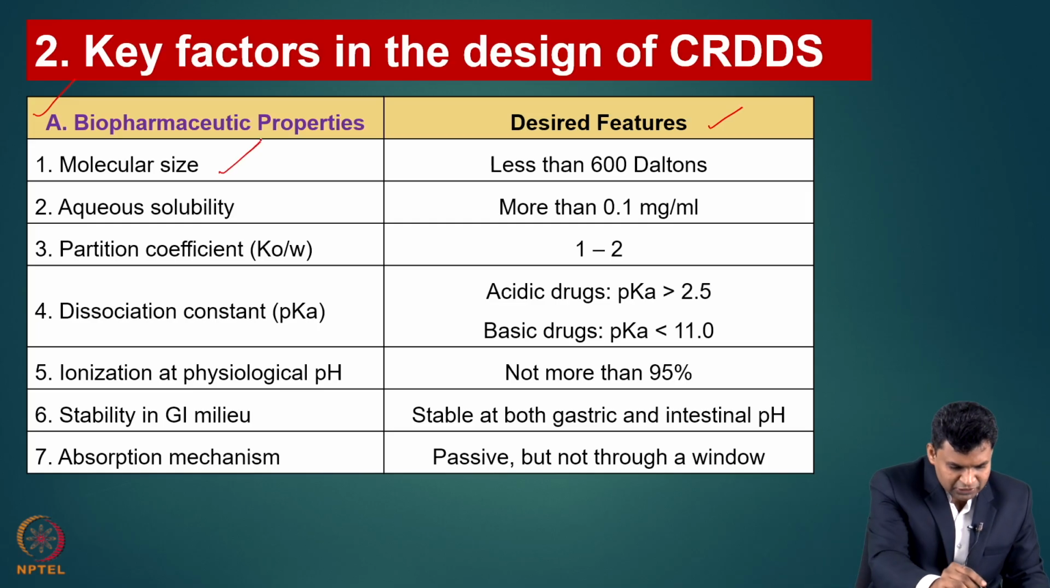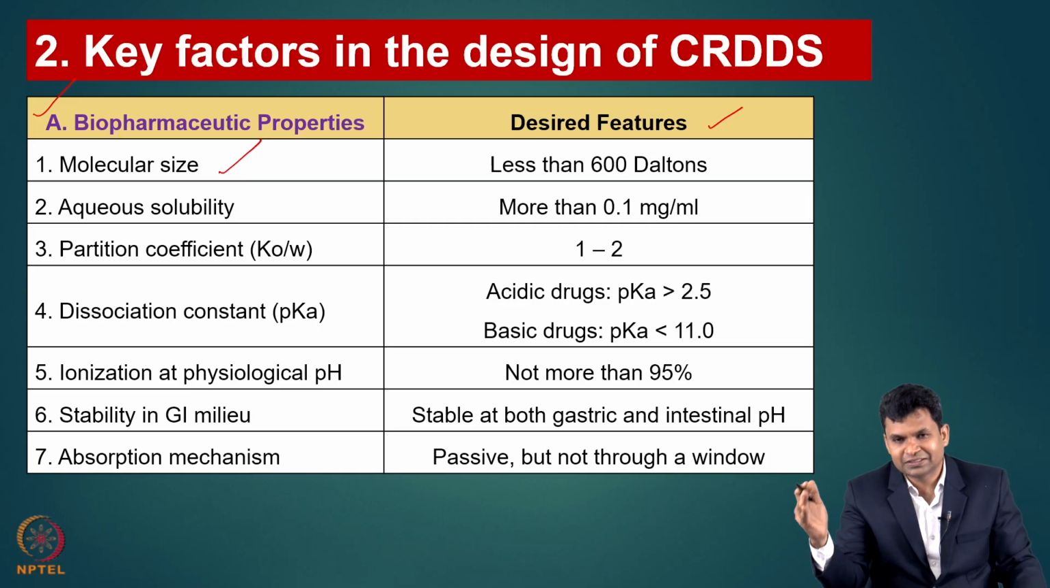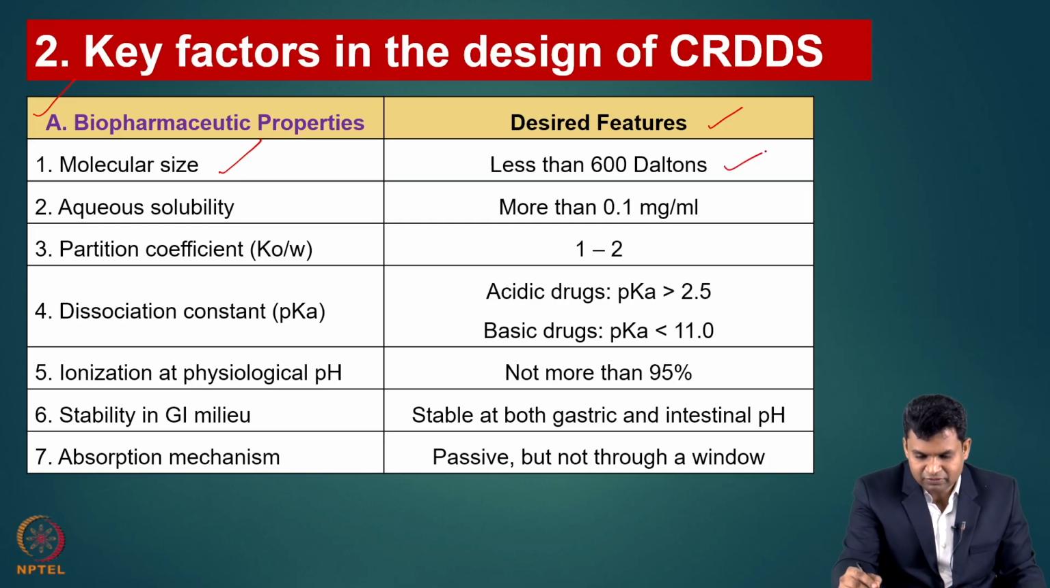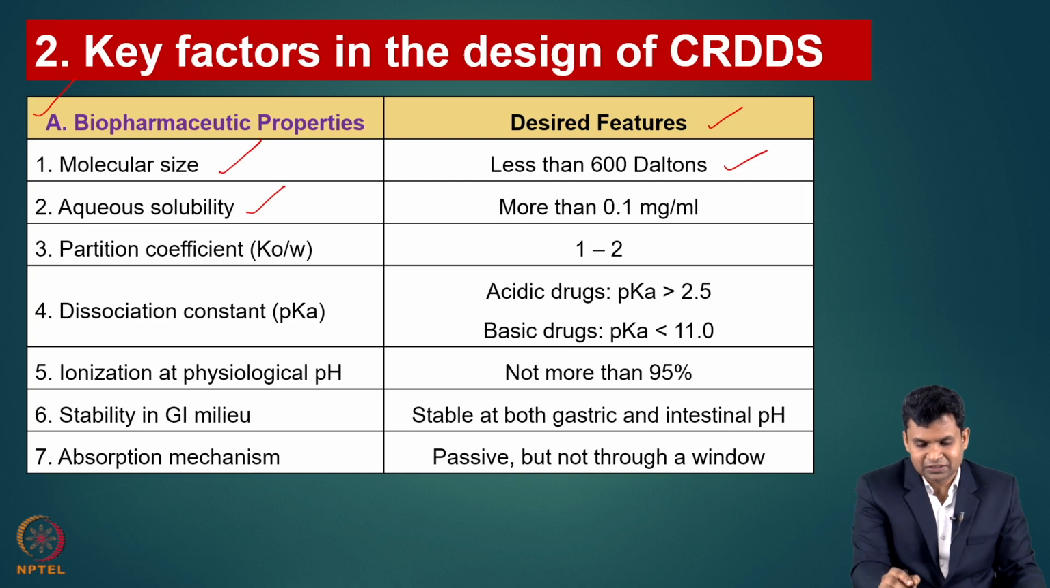As we know, molecular size is very important. When you have a low molecular weight, the absorption will be very fast and it will undergo complete absorption. So, preferably 300 to 400 Daltons, and yes, you can go ahead with less than 600 Daltons. And solubility is a very important parameter in pre-formulation. Your drug must show solubility of more than 0.1 mg per ml.